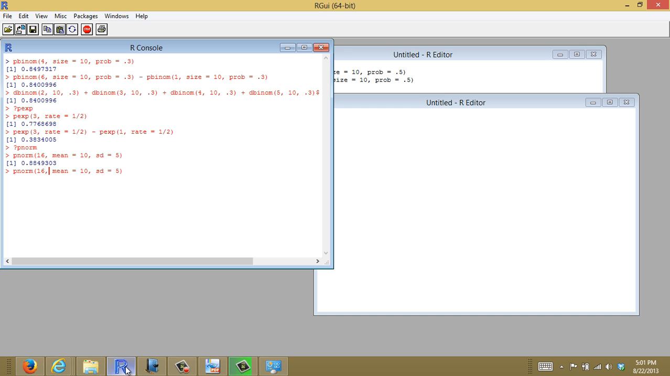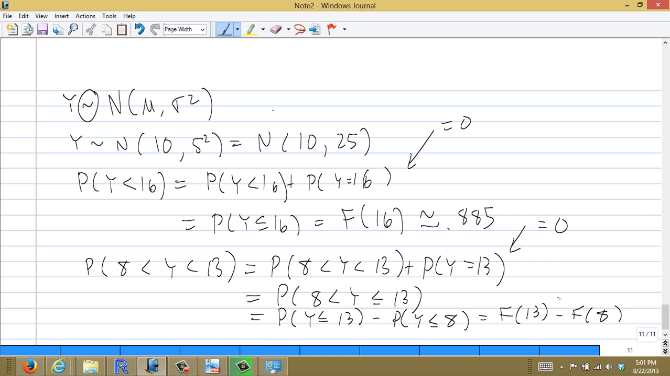So if I hit the up arrow on my keyboard, that brings up the previous command, and I can just quickly change that. And now I want to subtract the CDF of our normal random variable evaluated at 8 with a mean of 10 and a standard deviation of 5. So the answer to my second question here is about 0.381.